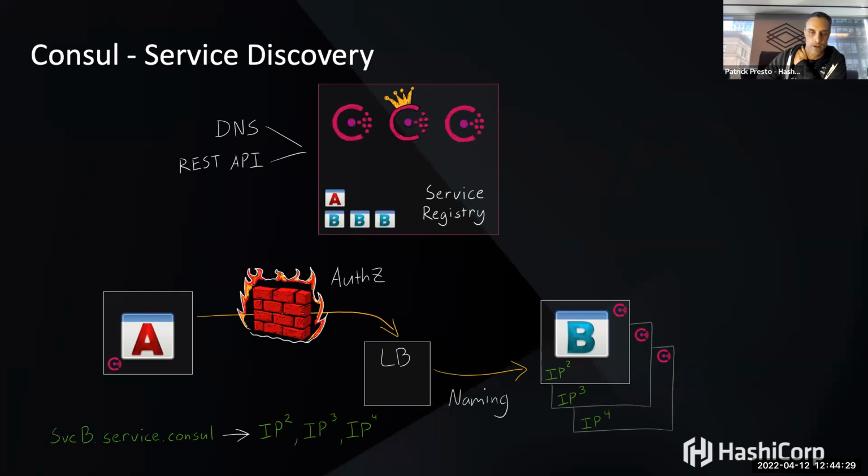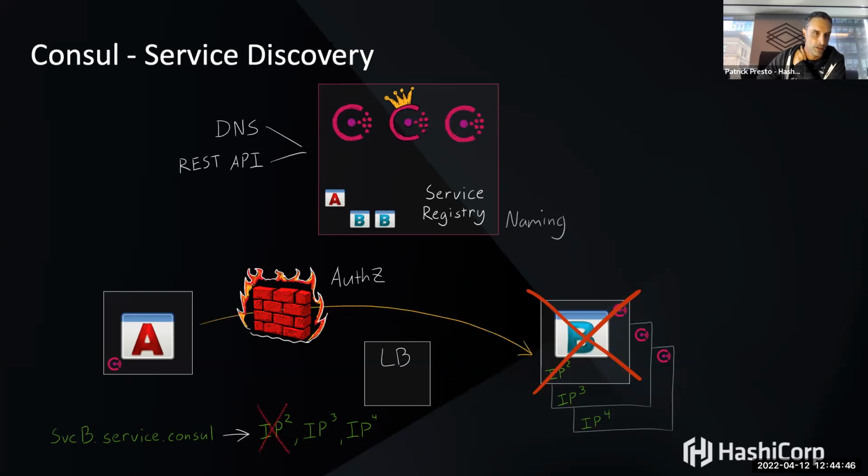Consul uses a weighted round robin load balancing algorithm and will shuffle the traffic accordingly. If an instance goes down, then it's not going to provide that to me through the DNS interface. So I'm always being routed to a healthy instance, just like a load balancer, except without the hop. And that's how service discovery works in general.